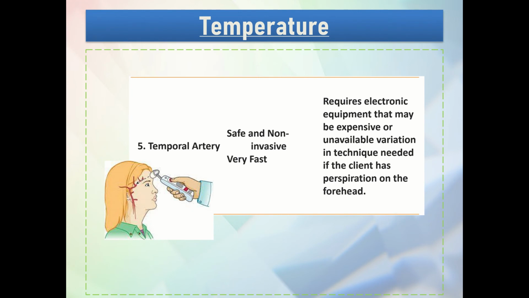The fifth one is the temporal artery. So the advantage is it is safe and non-invasive and very fast. For the disadvantage, it requires electronic equipment that may be expensive or unavailable. Variation in technique needed if the client has perspiration on the forehead. So this is the fifth, the temporal artery.